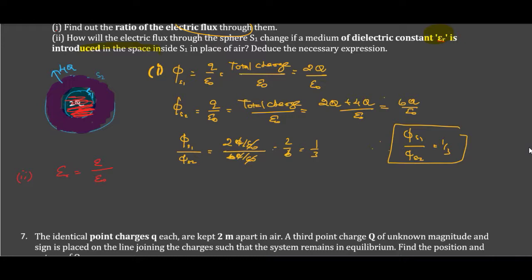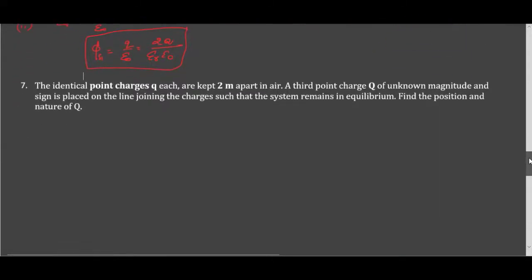So when you are introducing this here, the flux through the surface 1 is nothing but q by epsilon naught. So q is nothing but dq. Instead of epsilon naught, we have to take the absolute permittivity, which is nothing but epsilon r into epsilon naught. So this is the expression for that particular surface. Clear? So now I am moving to concept number 7.